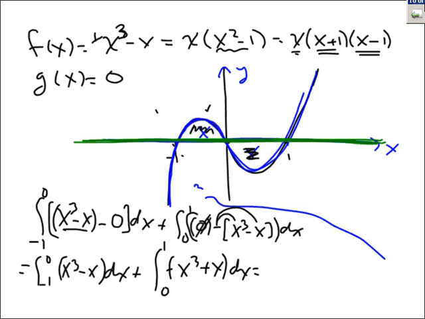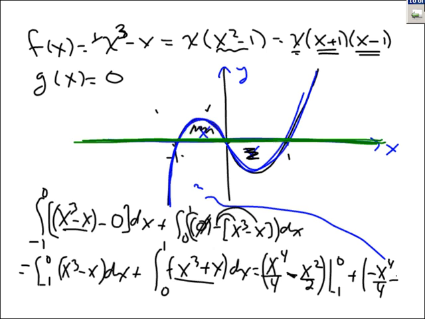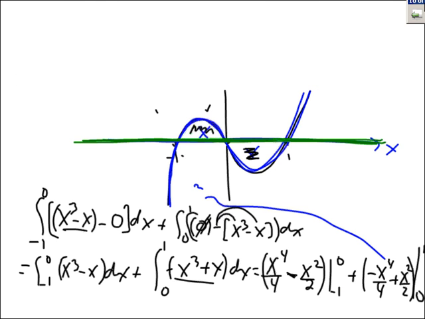And when we integrate the first one, okay, we get x to the 4 over 4 minus x squared over 2. And this goes from -1 to 0. Plus, we integrate this, we get negative x to the 4 over 4 plus x squared over 2. But now we go from 0 to 1. Okay, let me erase the top, and let's see what we get when we plug in these upper and lower limits.